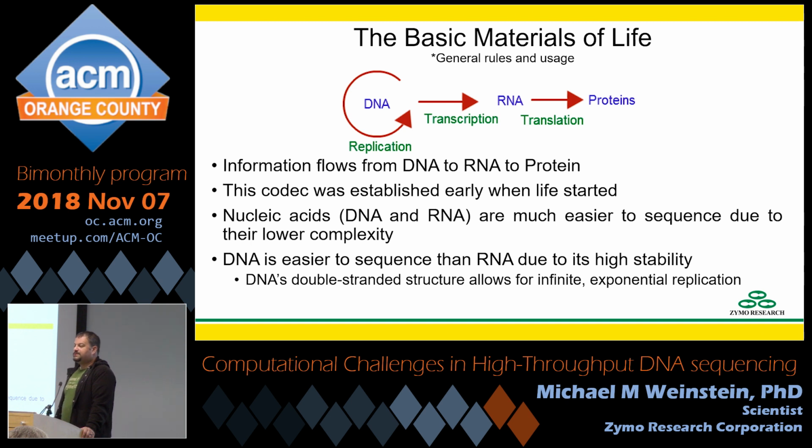Nucleic acids, which include DNA and RNA, are a lot easier to sequence just due to their lower complexity. And because DNA is more stable, typically you'll turn the RNA to DNA in order to sequence it. So that's actually a case that violates this central dogma, where you go from RNA to DNA. Going from RNA to DNA is pretty much exclusively the domain of retroviruses, so we just hijack their protein for going in the other direction.